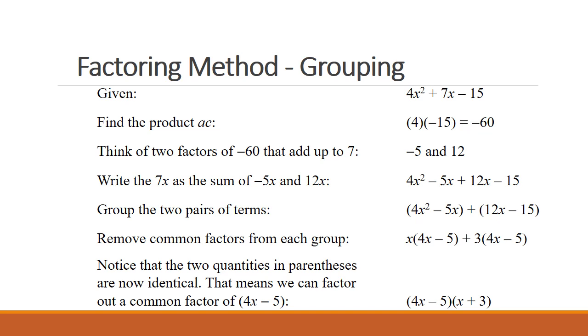We then split the problem in half. For each group, we factor out a common factor. And again, notice the two parentheses that are formed after we factor out the common factor for each are identical. If these are not identical, then you either cannot factor it or you've made a mistake somewhere. The 4x minus 5 is the same, so that comes out front, and what's remaining is the x plus 3.